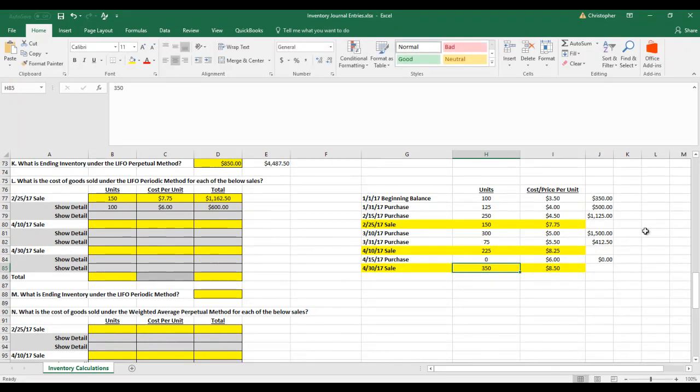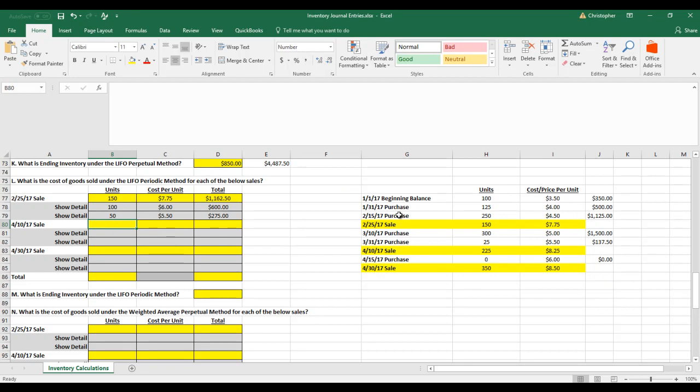We're going to use those up, but we still need 50 more, which will come out of this 331 layer at $5.50 a piece. So we only have 25 left in that layer.